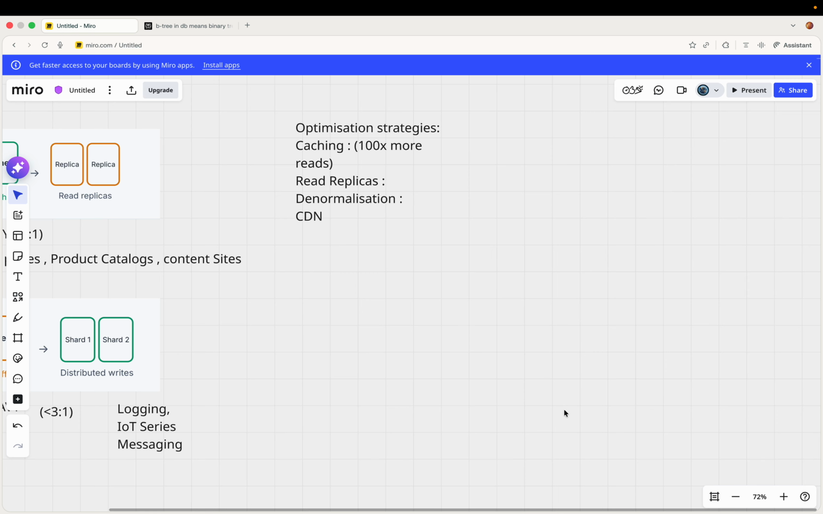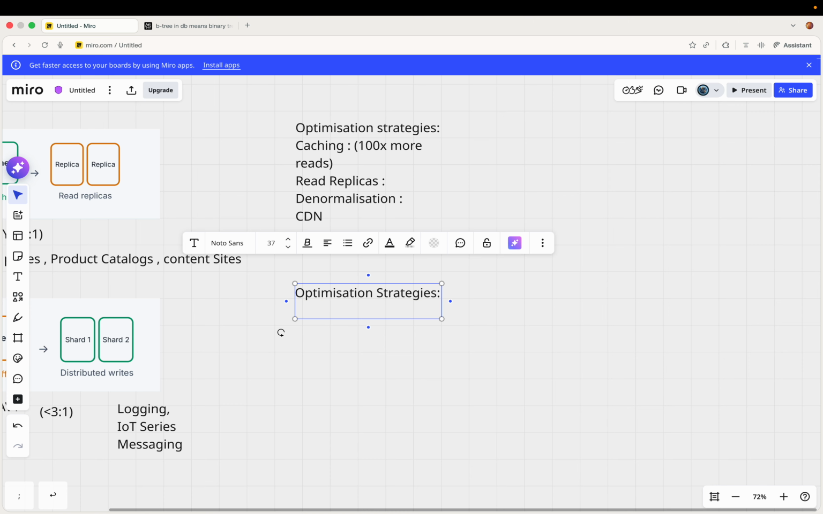Now, the optimization strategies for these. First thing is write ahead log or write behind cache. Before this, there is a thumb rule we should remember, and with that we can derive whatever we need.